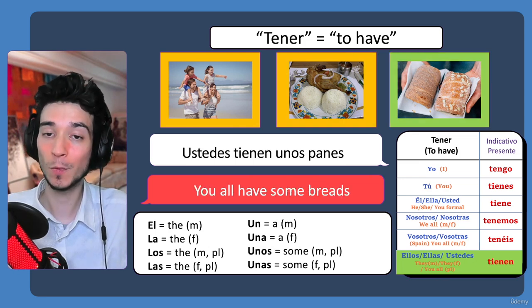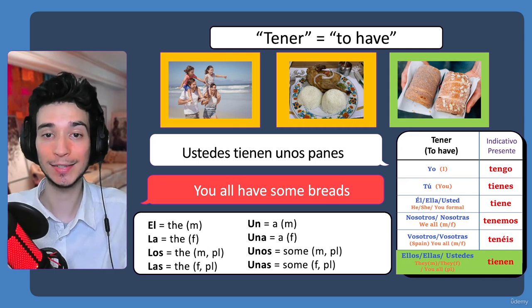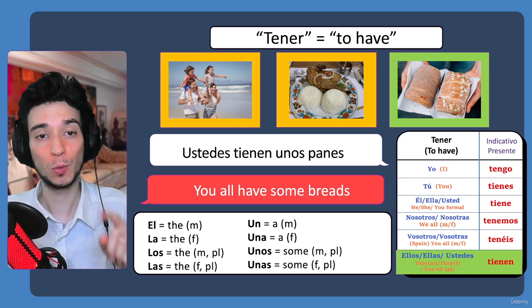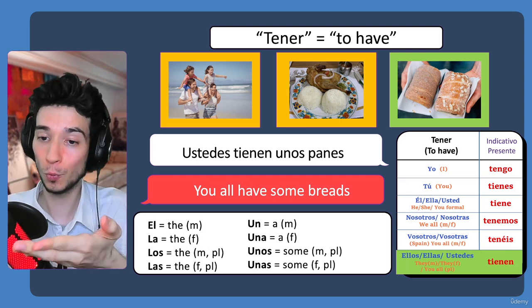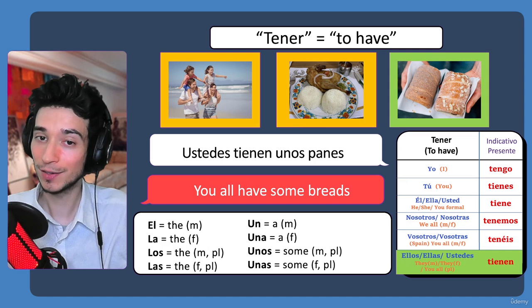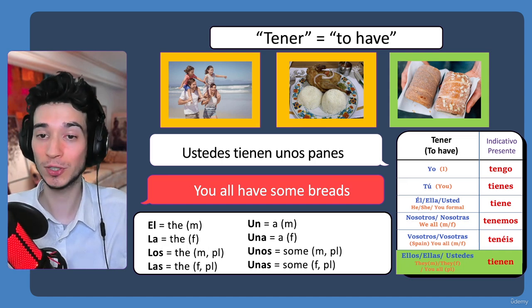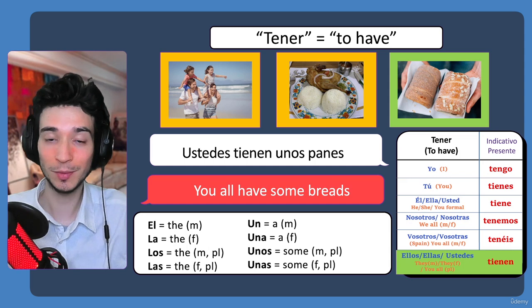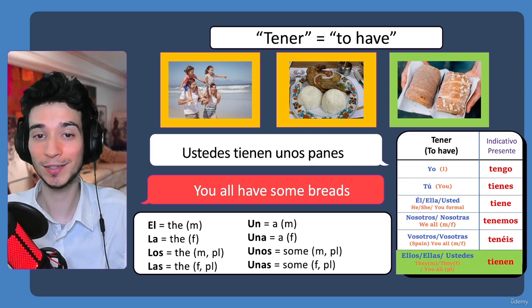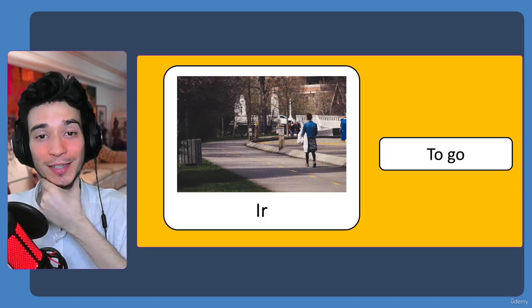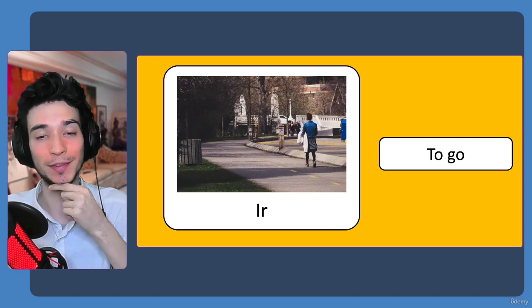Ustedes tienen unos panes. You all have some breads. So yeah, all of you have some breads. Ustedes, you all. Tienen, to have. Unos, some. Panes, breads. So this is actually quite simple. The conjugations are simple, you just need some practice and you will get them.